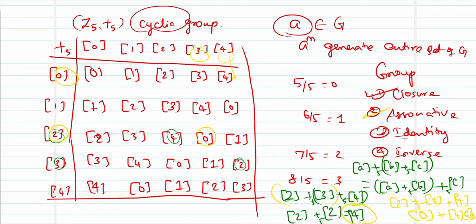The next thing is the identity element. What is the identity element? You take an element and you get back the same element, then you call it the identity. You take 0, you get 0.